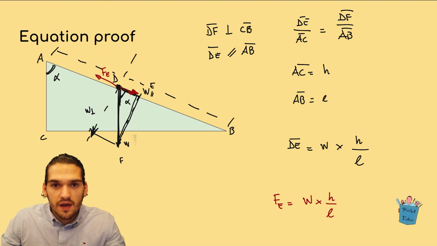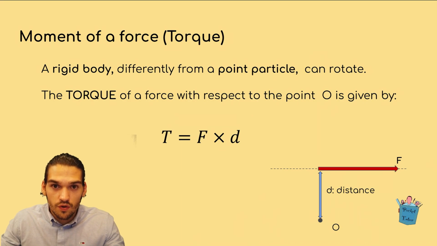Now, in order to explain the equilibrium of a rigid body, we need to introduce another concept. That is the concept of the moment of a force, also called torque. This is because a rigid body, differently from a point particle, can also rotate, because a rigid body has an extension, while the point particle, as we've seen, is dimensionless. The torque of a rigid body is always defined with respect to an origin point that we will call O. And the equation to find the torque is this one.